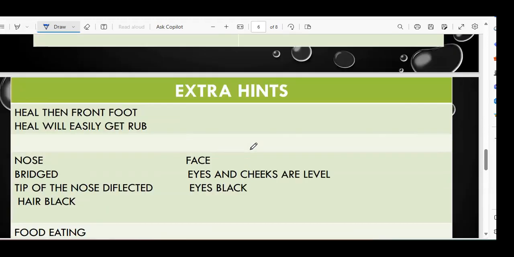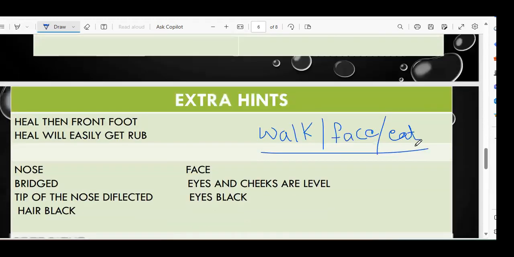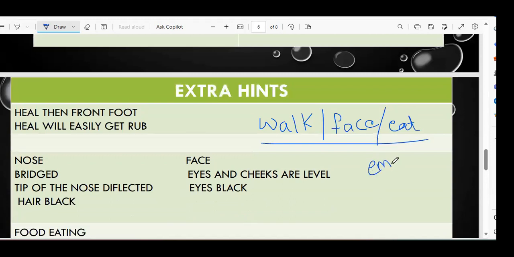So let's talk about the extra hints we have. First is walking style. Second, you have to observe the face. Third is eating habit. These three are very, very important. And then emotions, what type of emotions he has. So this will give you hints to get closer to identifying the lymphatic person.